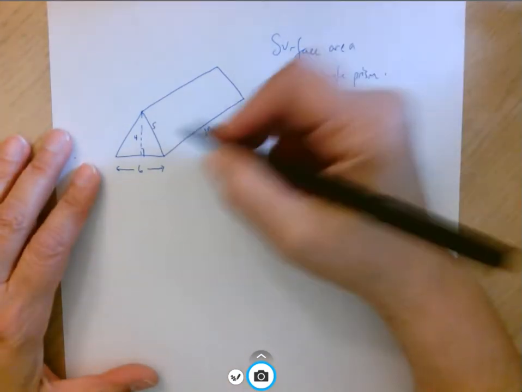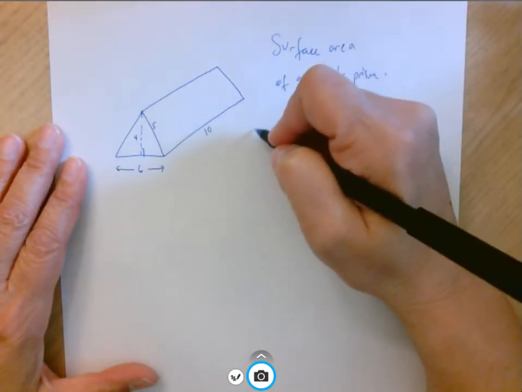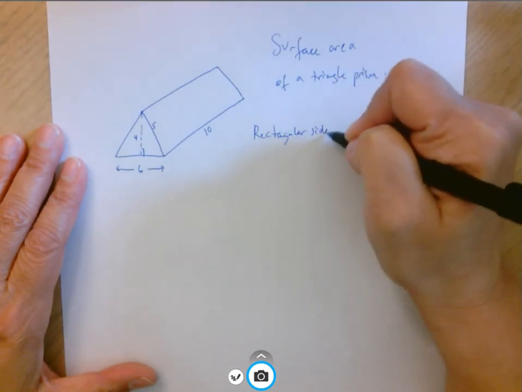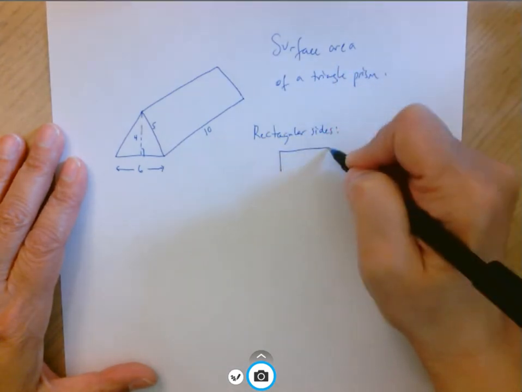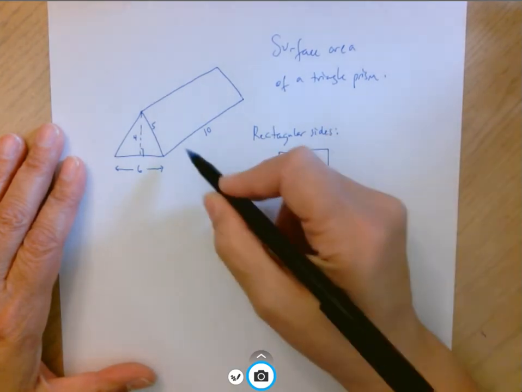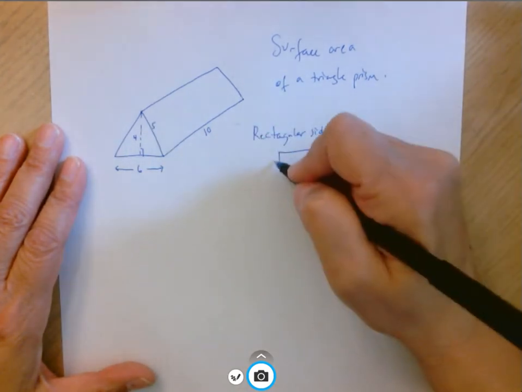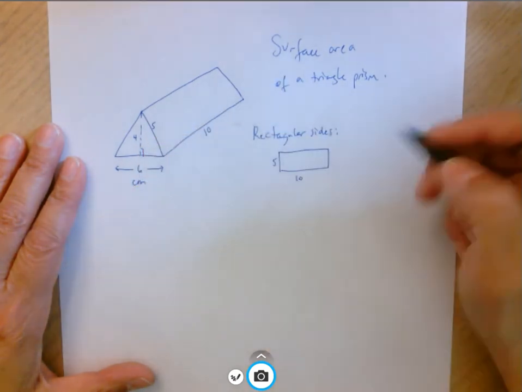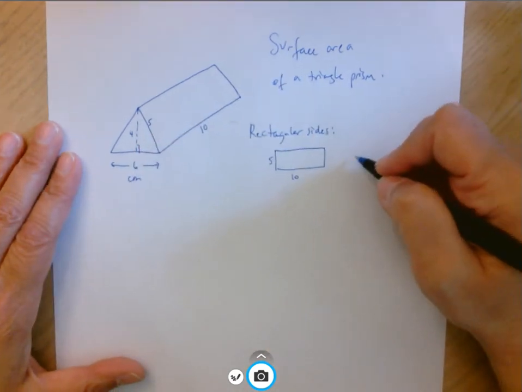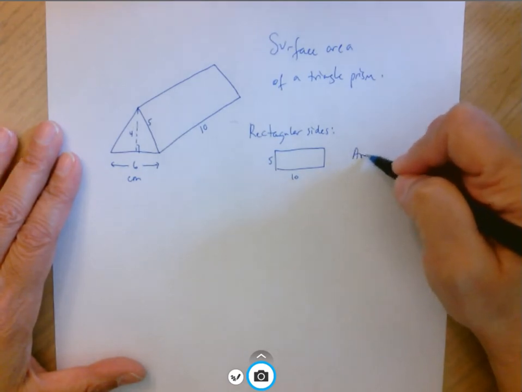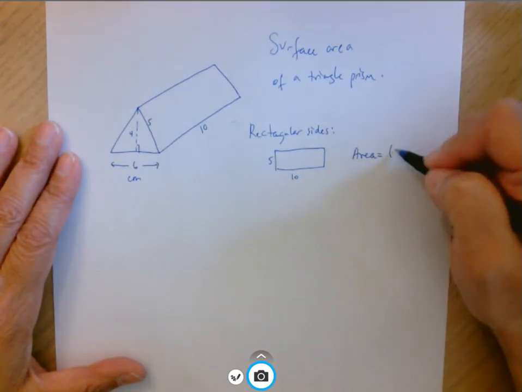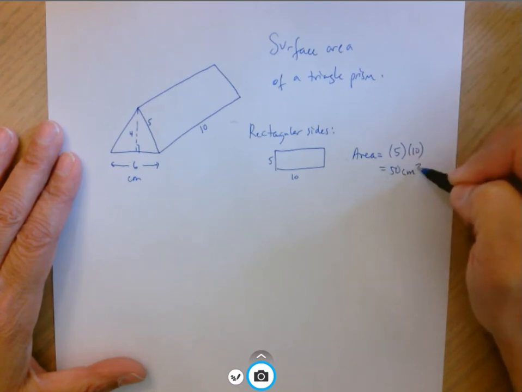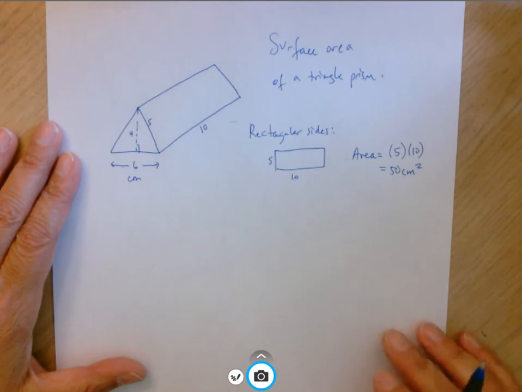So we'll start with the easy ones, which is the rectangles. Okay, so rectangular sides. So each rectangular side, if you look at the measurements that are given, is a 5 by 10. Right? So I should say, these are all centimeters. Okay, so the area of a rectangular side is going to be length times width, which is 50 square centimeters. Okay, so that's for one side.